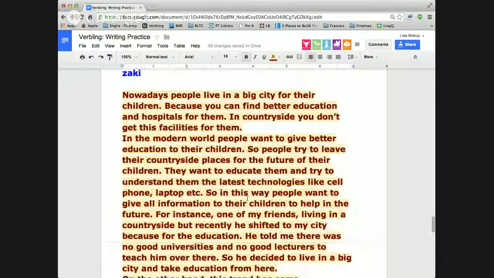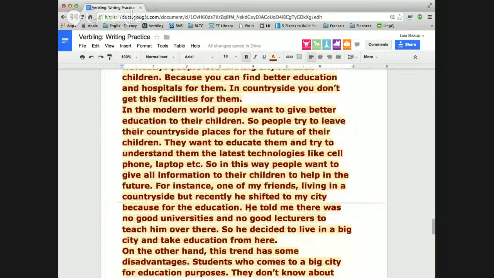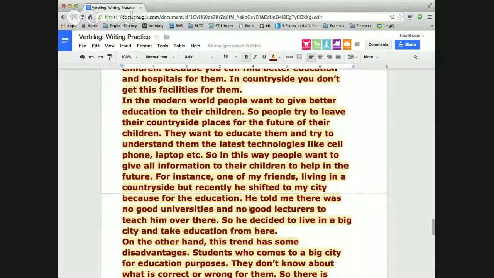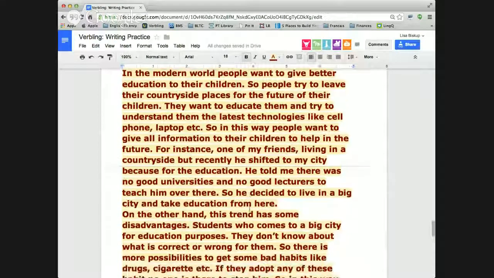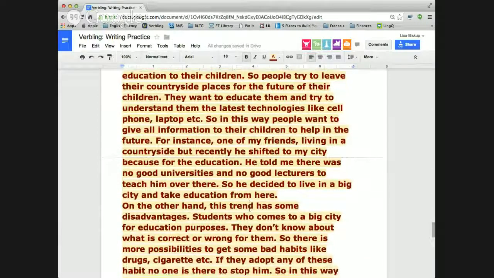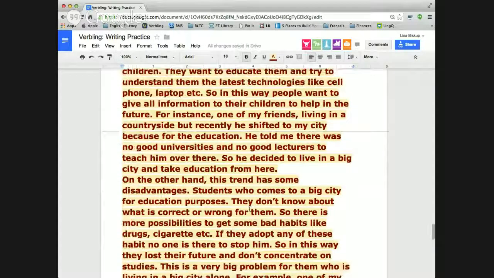Can I read? Yes. Nowadays, people live in a big city for the children because you can find better education and hospitals for them. In the countryside, you don't get these facilities for them. In the modern world, people want to give better education to their children. So people try to leave the countryside for the future of their children. They want to educate them and help them understand the latest technologies like cell phones, laptops, etc. So in this way, people want to give all information to the children to help in the future.